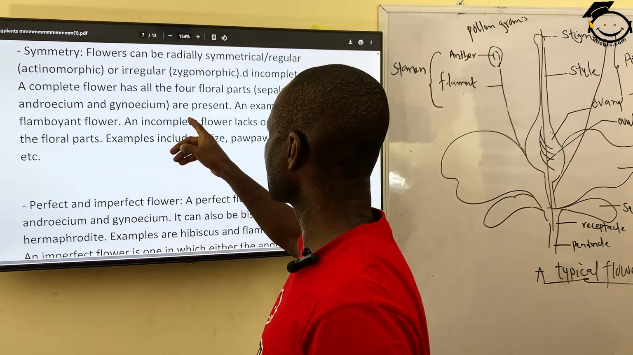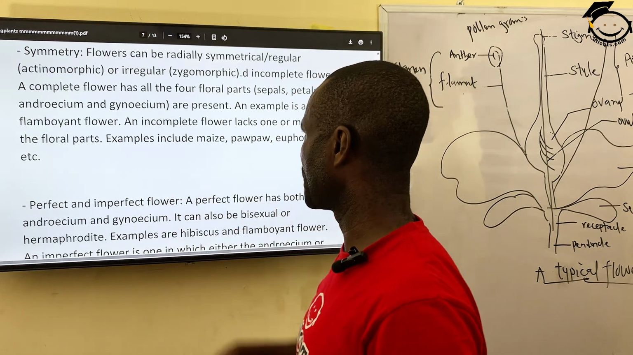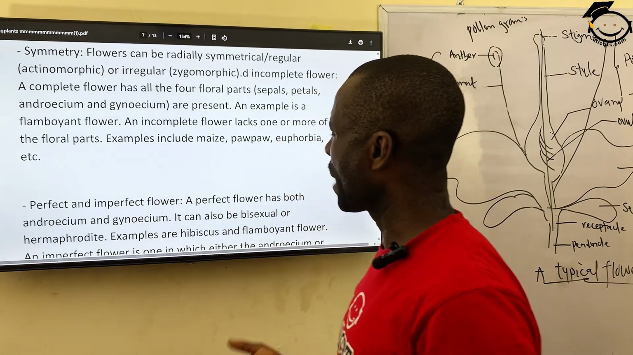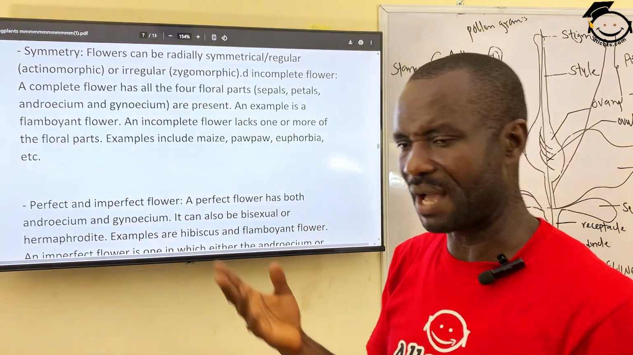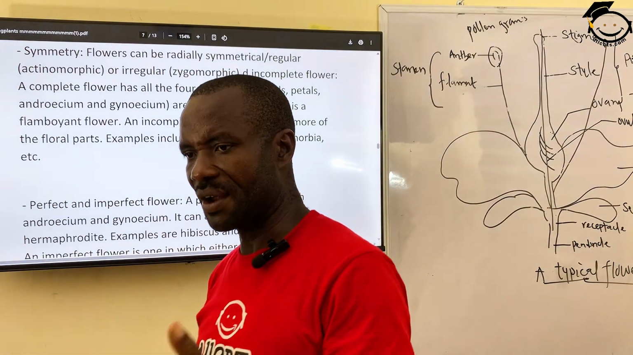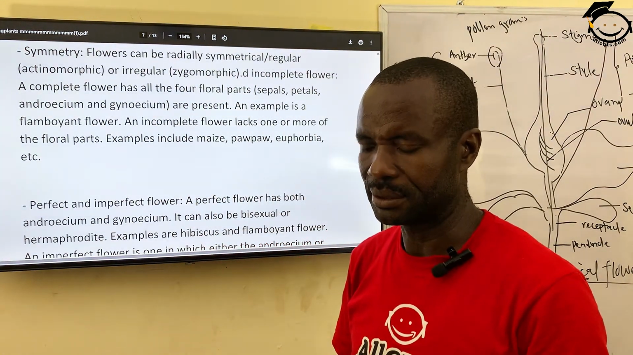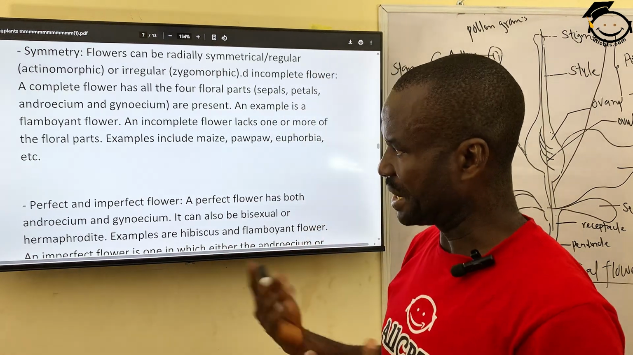A complete flower has all the 4 floral parts, that is the sepal, petal, androecium, and gynoecium are present. An example is the flamboyant flower. While an incomplete flower lacks at least one of them. We have seen some flowers that instead of having the 4, have only 3. It's either you have the sepal, carpel, and petal, not having the pistil, or either of them.